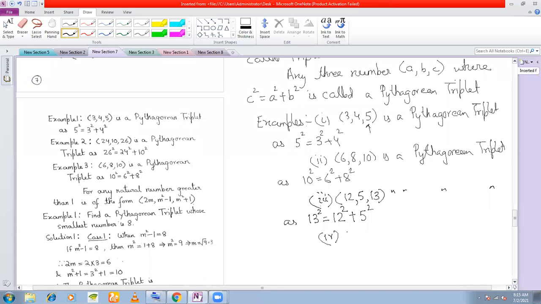Also, you can have 24, 10, 26 as a Pythagorean triplet. As you see, 26 square can be written as a sum of 24 square and 10 square, right? So all these are examples of Pythagorean triplets. There can be many, many Pythagorean triplets, but 4 examples I have given you. It is better if you remember these 4 Pythagorean triplets because we'll need them in future. Okay.